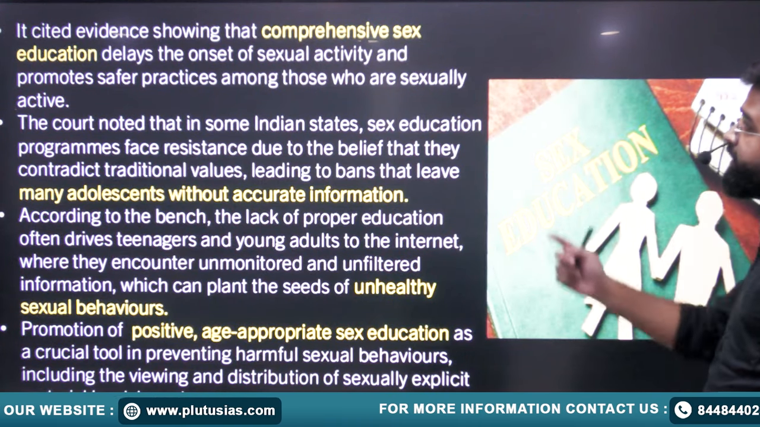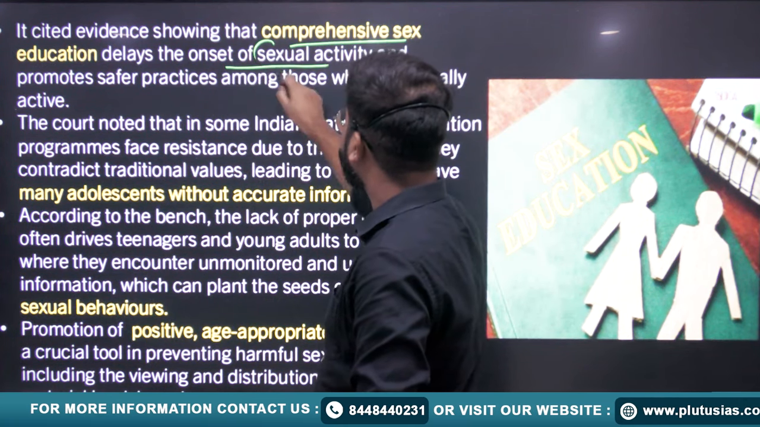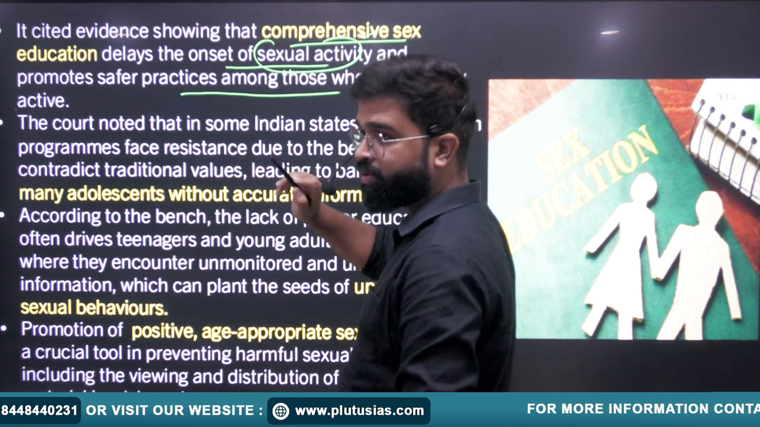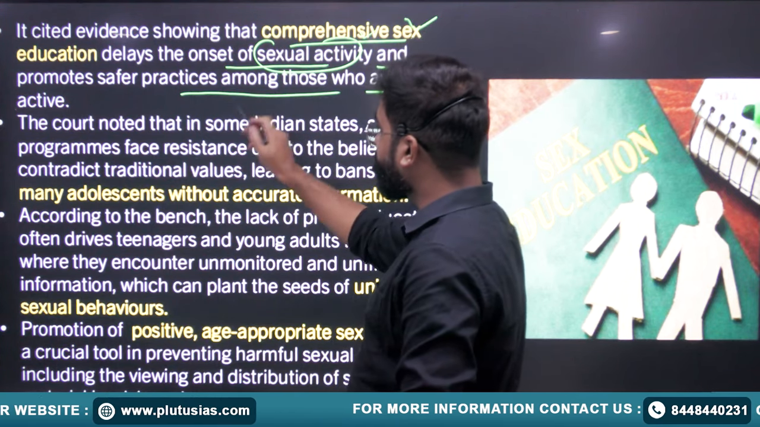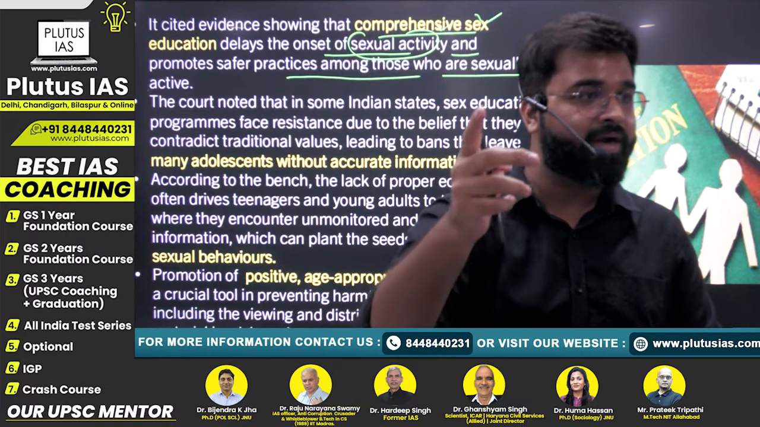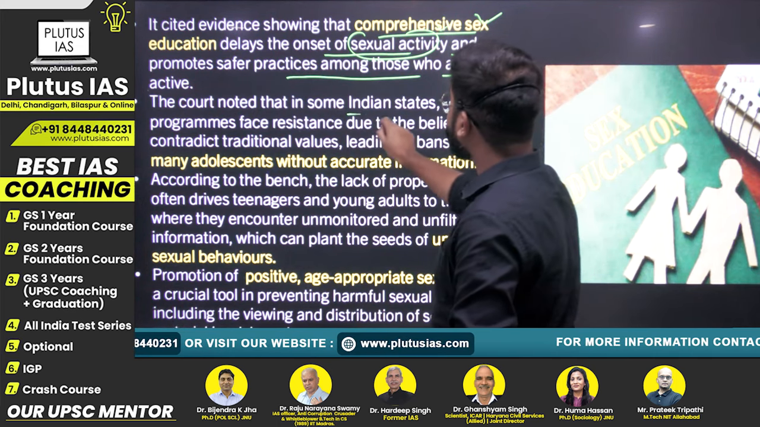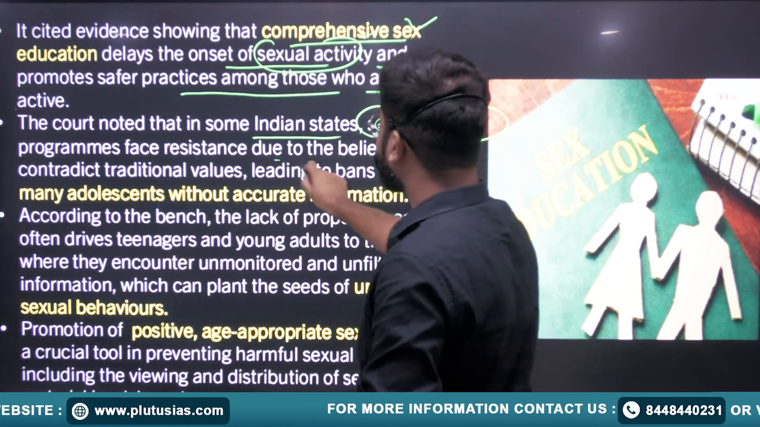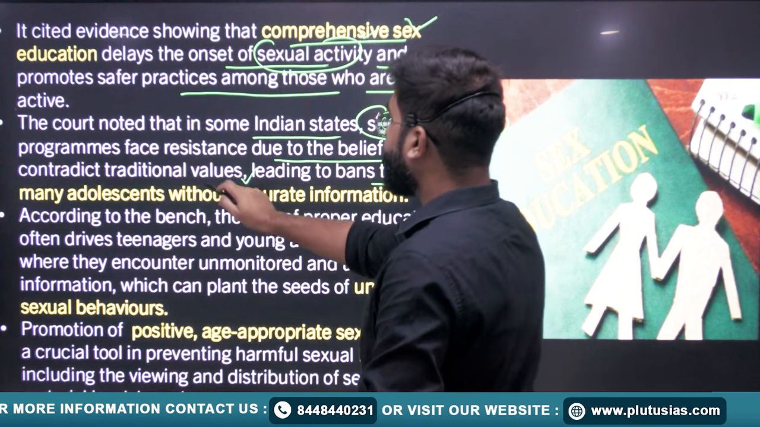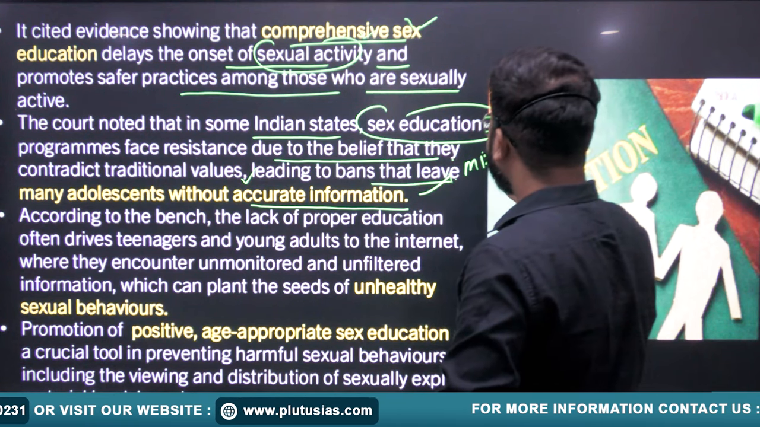It cites evidence showing that comprehensive sex education delays the onset of sexual activity. First thing. And promotes safer practices among those who are sexually active. That is why sex education is important. The court noted that in this particular judgment, where court is saying that POCSO should be amended, ye isi judgment mein Supreme Court ne bola hai, that the court noted that some Indian states' sex education programs face resistance due to the belief that they contradict a traditional value, leading to the bans that leave many adolescent without accurate information. Yes, and they are the victim of misinformation.